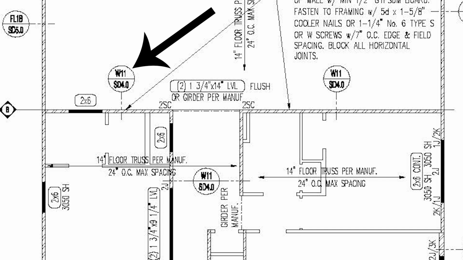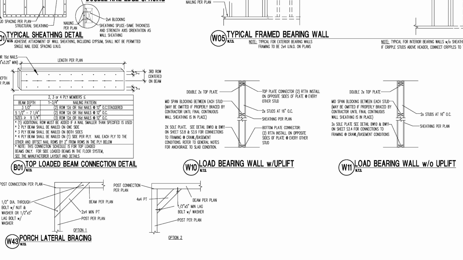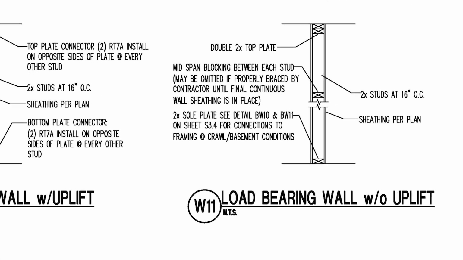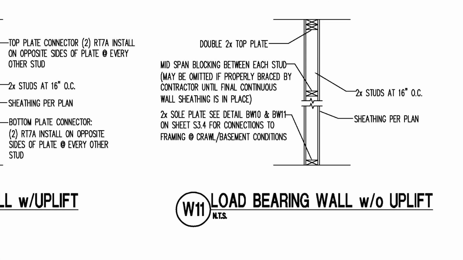So let's see what we got here. A wall section W11. This is going to be on our page 4 for our details. So let's see if we can find where 11 is. There it is over here. Now, this is just a typical load-bearing wall without the uplift. Now, the uplift is what the roof connects to. So, because this is a first floor wall, we're going to have a second floor above it. This is very, very typical of what a load-bearing 2x4 wall looks like.